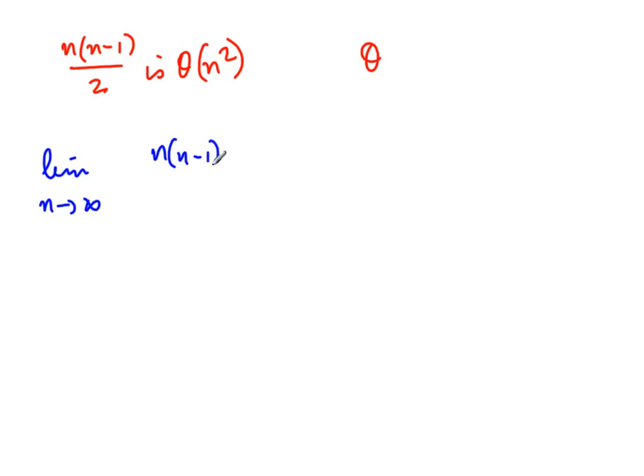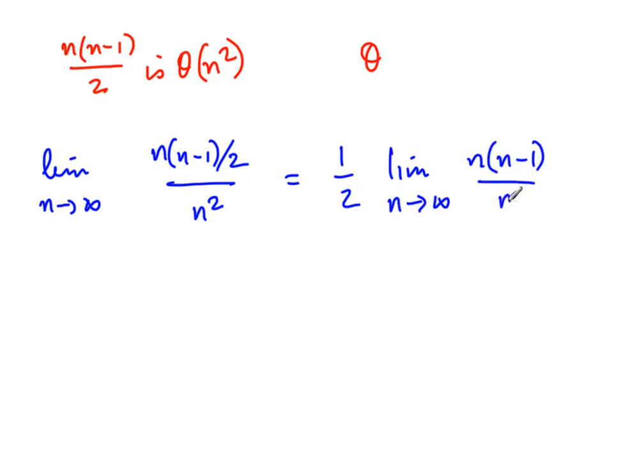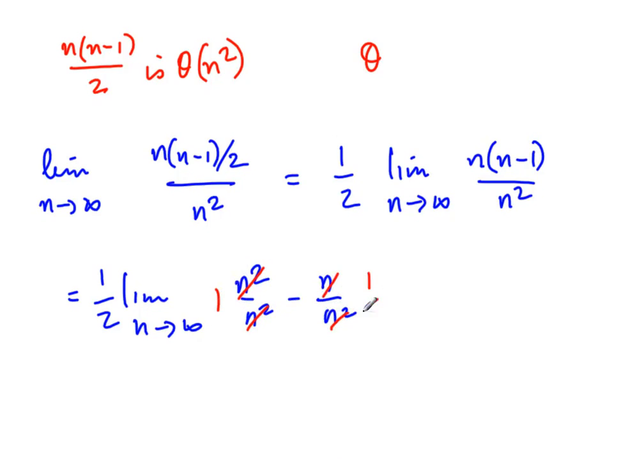We take the limit of n into n minus 1 by 2 divided by n squared. We can pull out this half factor, so we get half, and then simple algebraic simplification, n into n minus 1 by n squared. Now we can break this up, so we get half times the limit as n tends to infinity of n squared by n squared minus n by n squared. So this cancels: this is 1 and this is 1 by n. So I have the limit of 1 minus 1 by n. 1 by n tends to 0 as n tends to infinity, so this goes to half. And so this is some constant c greater than 0 which is finite, and therefore this establishes that the two functions are of the same order of magnitude.